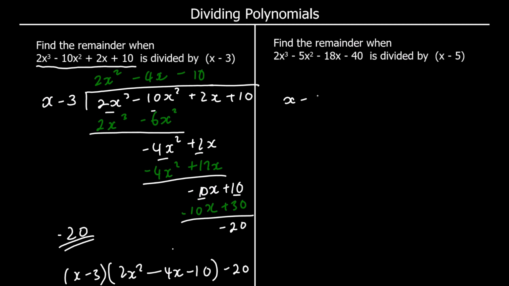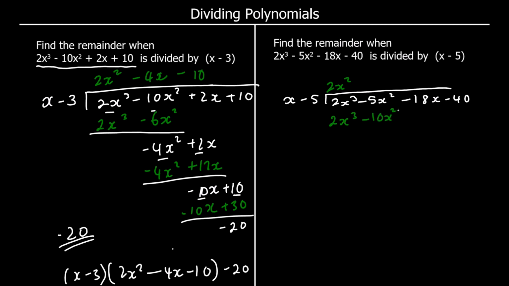We have x minus 5 on the outside, 2x cubed minus 5x squared minus 18x minus 40. 2x cubed over x is 2x squared times by 2x squared. So 2x cubed minus 10x squared. Take away. So we've got negative 5 plus 10, which will give us a 5. 5x squared. Bring down the next term.